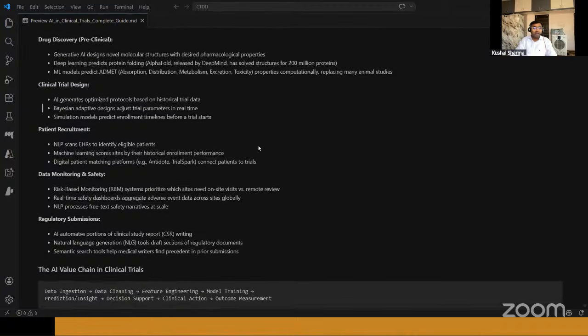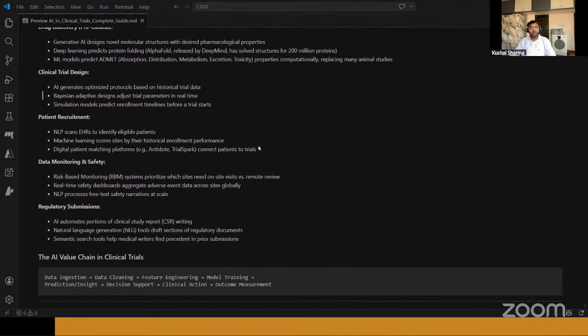Patient recruitment: NLP, natural language processing, scans EHRs, electronic health records, to identify eligible patients. Machine learning scores sites by their historical enrollment performance. Digital patient matching platforms like Antidote and TrialSpark connect patients to trials. Then data monitoring and safety.